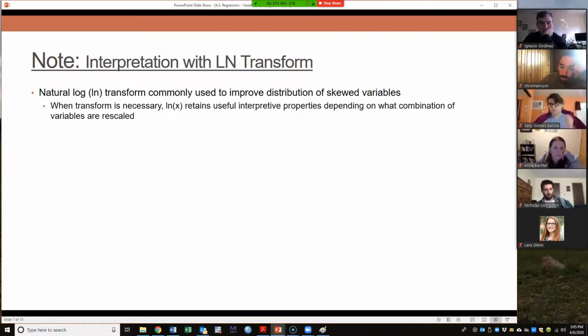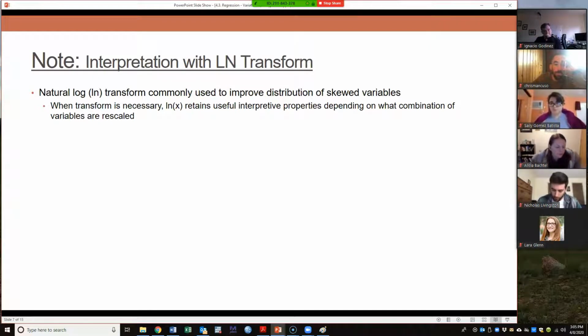Okay. All right. Quick interpretation with our natural log transform. For these data, remember we went through the screening and found that we had some pretty terrible skew with our role functioning variable. And so what we did is we went through and implemented a natural log transform. And someone had asked me, why did we choose the natural log transform versus any other number of things we could use?